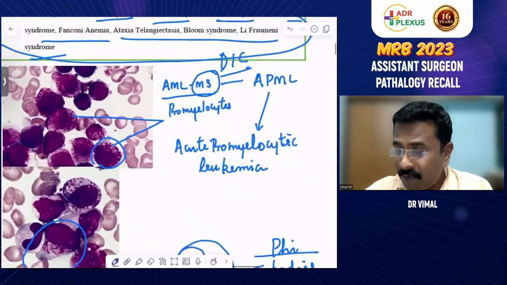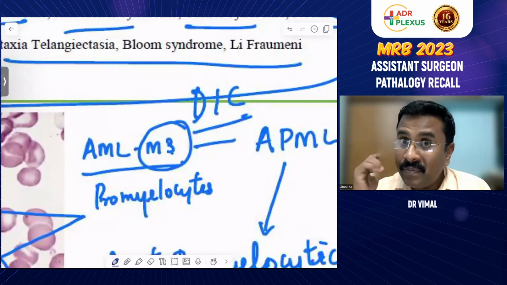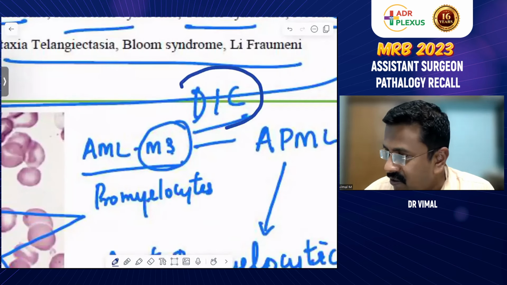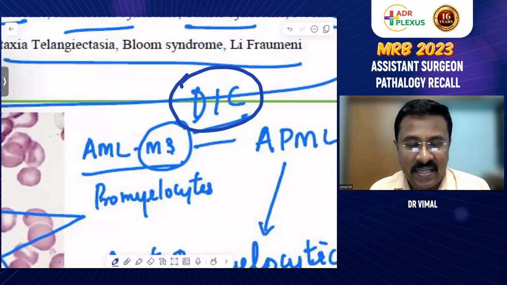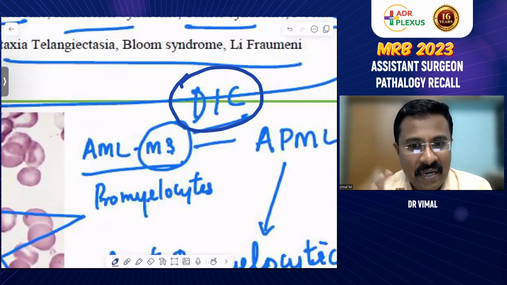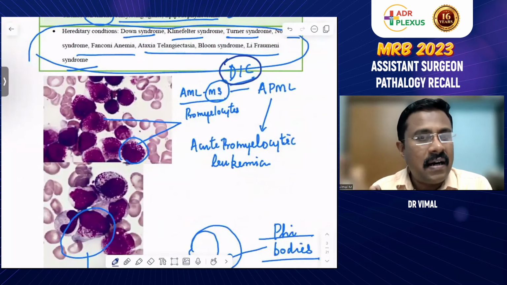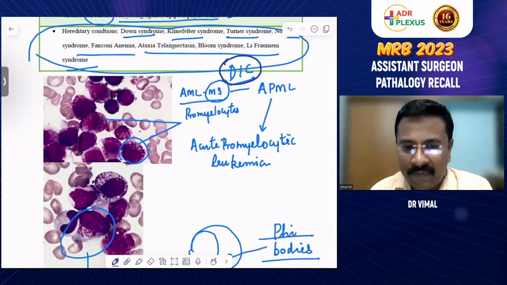leukemia. And I hope you remember the mnemonic I told: AML, 3 letters, M3. Remember the 3-letter complication, DIC. Yes, DIC is a 3-letter word, AML M3. So please remember AML M3, that is the acute promyelocytic leukemia, as we discussed. It is actually seen in AML M3.